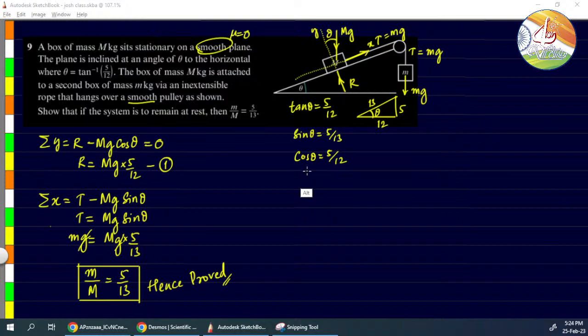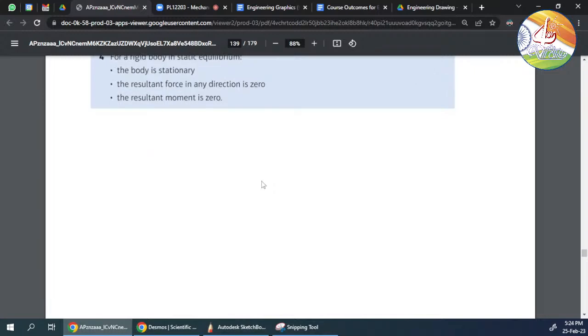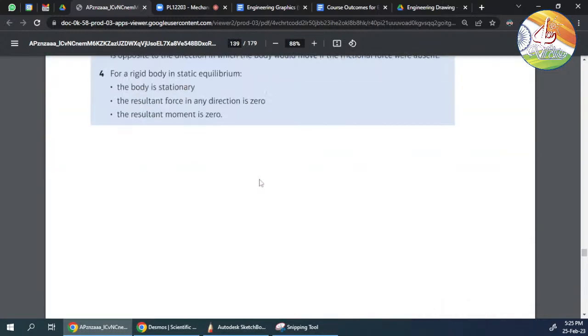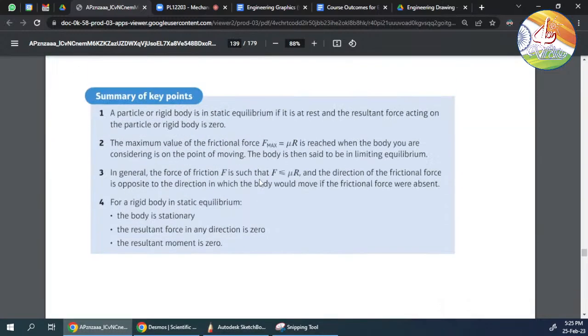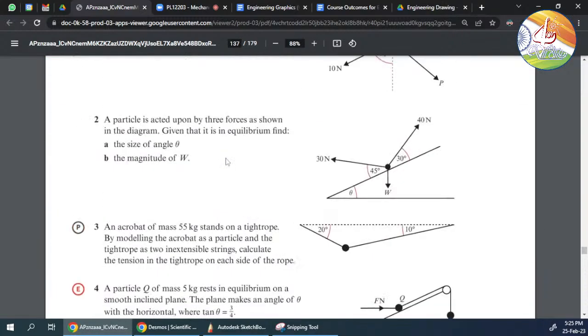Any doubts here? Okay, that's it, I think. We have a summary of some key points here: particle or rigid bodies and static equilibrium. So same things that we used to solve the problem. Clear?